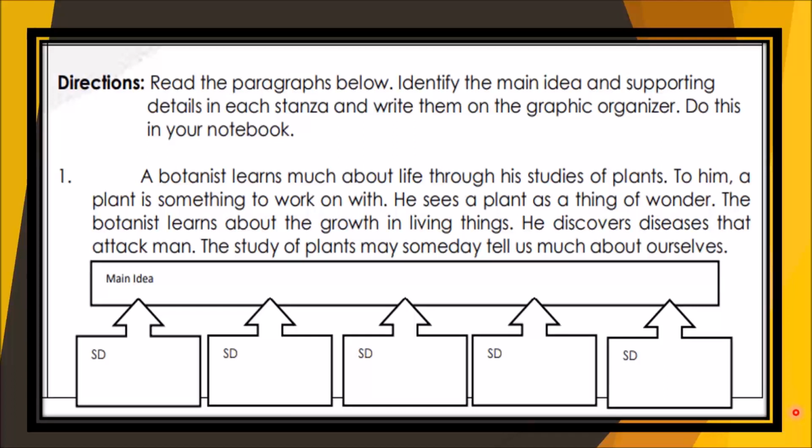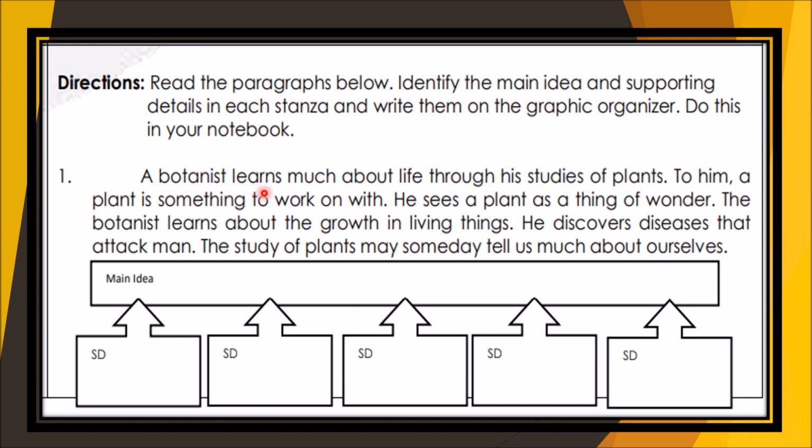So another exercise is to read the paragraphs below, identify the main idea and supporting details in each stanza, and write them on the graphic organizer. Do this in your notebook. Okay, let's start with the first one. Let us read. I'm going to read it first, then you will read it afterwards, okay?